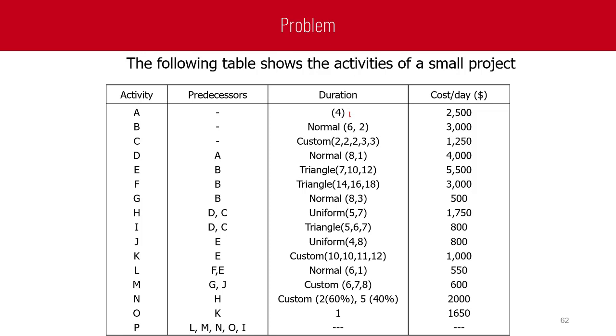The first one, we have a discrete value of 4. For activity B, we have a normal distribution. For C, we have custom. For D, we have normal again. For E, we have triangular. For F, we have triangular again. For G, we have normal again. For H, we have uniform, triangular, uniform, custom, normal, custom, custom, and so on. We have also the cost of each activity.